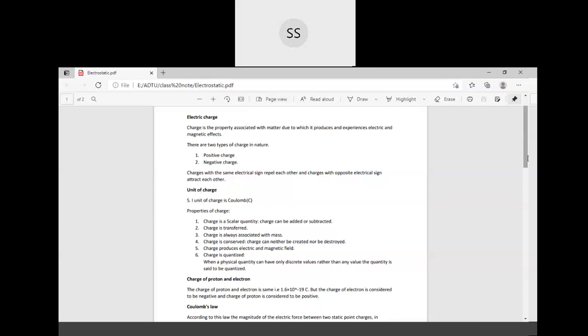So when someone asks how we will calculate the total charge of the body, then we will say that the total charge of the body is Q equal to Ne. N can be any number and e is the charge of electron.